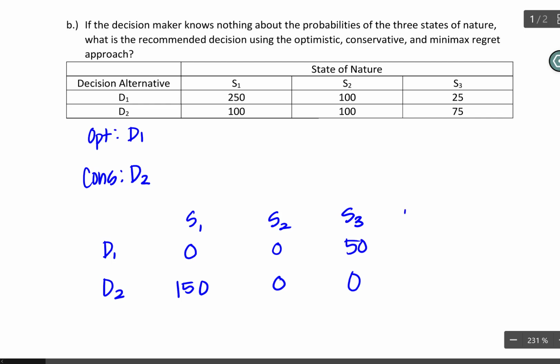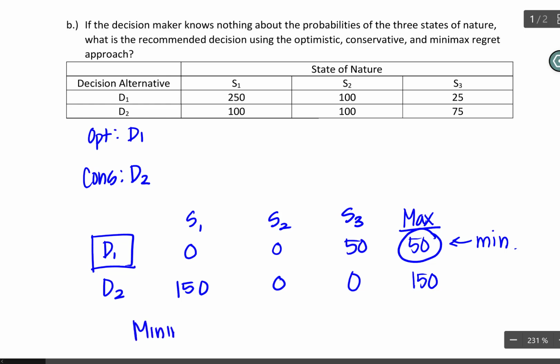So then we give ourselves another column here, and we want to look at each decision and figure out the max regret, or the most we could have missed out on. In decision 1, the most we would miss out on is 50. Decision 2 is 150. Then of the maximums, we choose the minimum. So the minimum of the maximums is 50. Decision 1 is the choice under minimax regret.